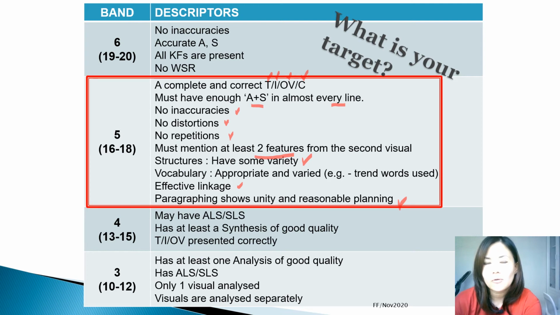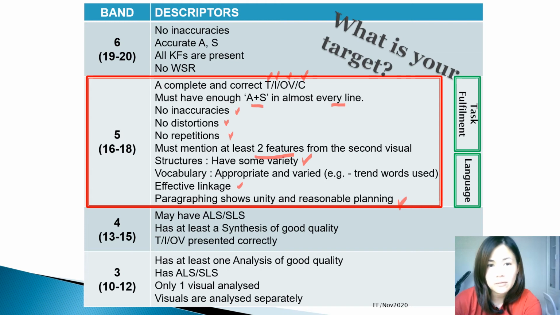Okay, candidates, of course we will target for band 5 if possible. Make sure there's no inaccuracy in your task fulfillment and your language, everything is correct. If there's no mistake, flawless, you are a band 6. Okay, band 6 is in your hand. Actually, it's not difficult. Just make sure that you have everything it takes. All right, we are aiming for a higher band, of course. So people, take note, and I hope you can write better.